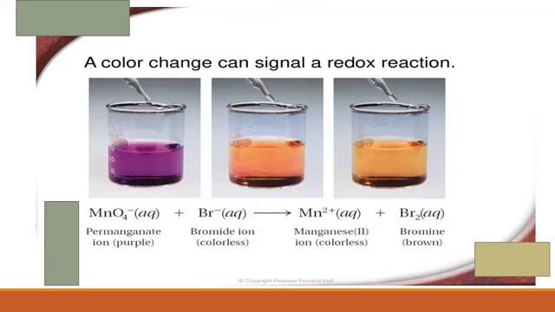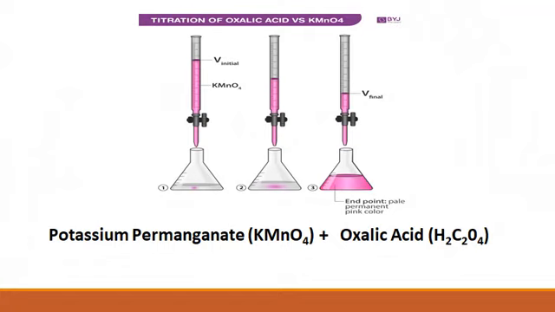Color changes can do more than signal that a redox reaction has taken place. They can help obtain quantitative information about concentrations in redox reactions. The titration of reducing agents and oxidizing agents is similar to the titration of acids and bases. For example, the titration of the reducing agent oxalic acid with a solution of unknown concentration of the oxidizing agent potassium permanganate is illustrated in this figure. To obtain a quantitative result in such a titration, a balanced equation of the redox reaction is required.